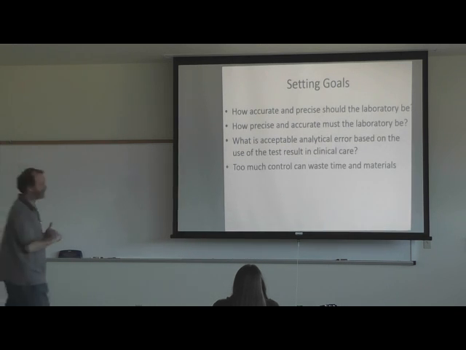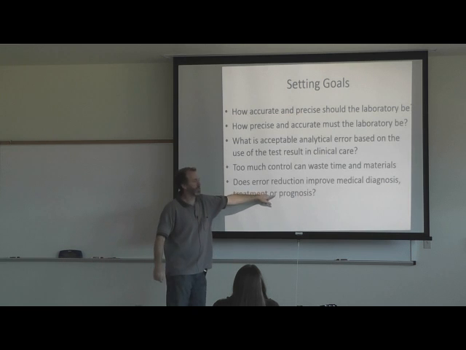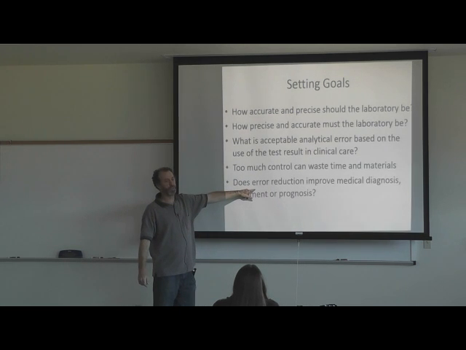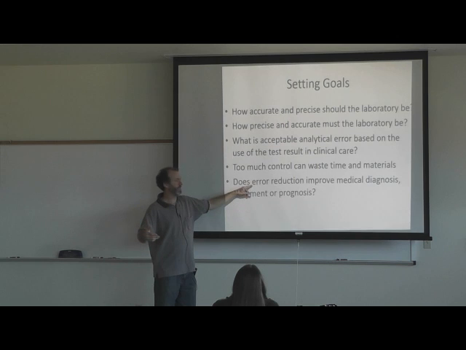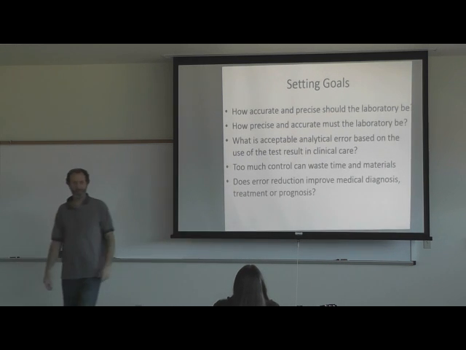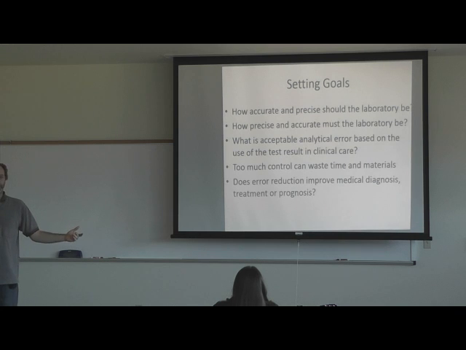Too much control can waste time and materials, right? So if you're controlling too much, it costs money and time. So you know, labs don't like wasting money. Nobody does, right? And does error reduction improve medical diagnosis, treatment, or prognosis? So if you're reducing error to the point where it doesn't have any clinical benefit, there's no point in being that precise or accurate. You only want to be precise and accurate enough to where you're going to see the clinical benefit. If you keep pouring money into it, and you don't get any improvement on the clinical side, you're wasting money, right? You're making the cost for everybody go up.